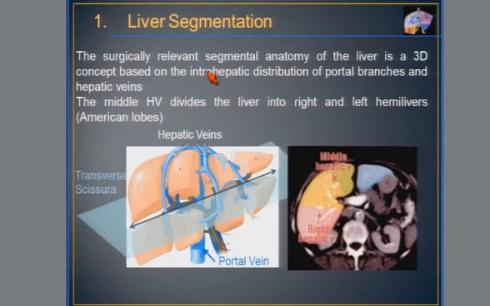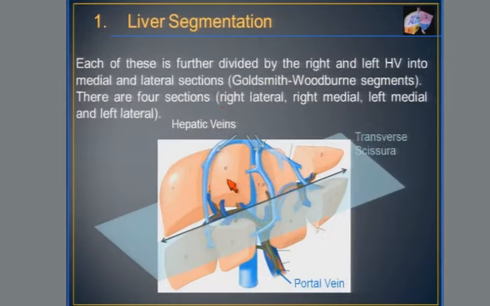So the liver segmentation, as you know, is a three-dimensional concept, and this anatomy is based on the intrahepatic distribution of the portal branches and the hepatic veins. As a landmark, you have the middle hepatic vein that divides the liver into right and left hemiliver, which were previously called American lobes. Some of you are familiar with that terminology, and I think it's more correct to use right and left liver or right and left hemilivers.